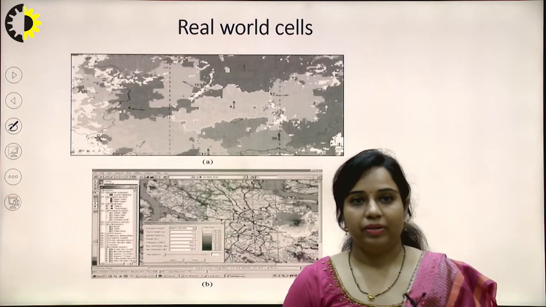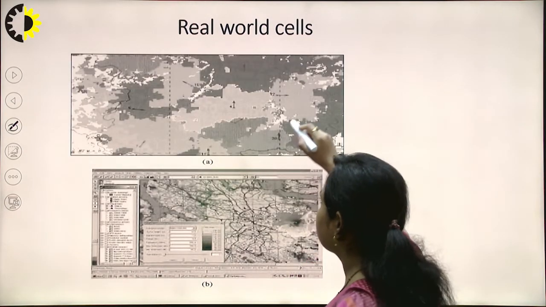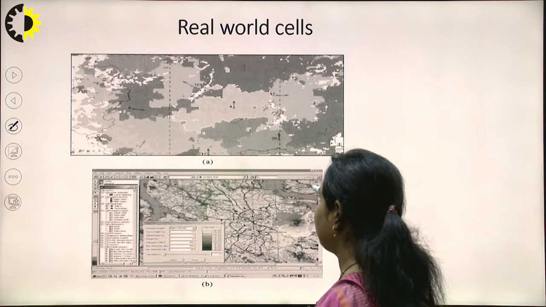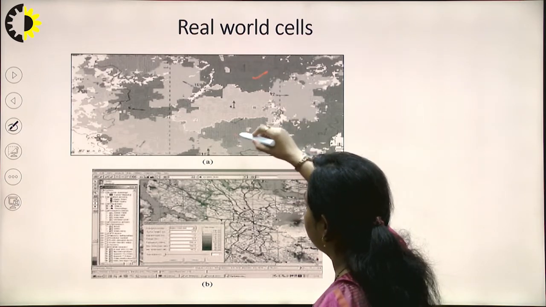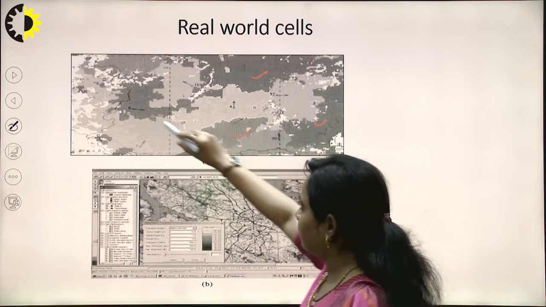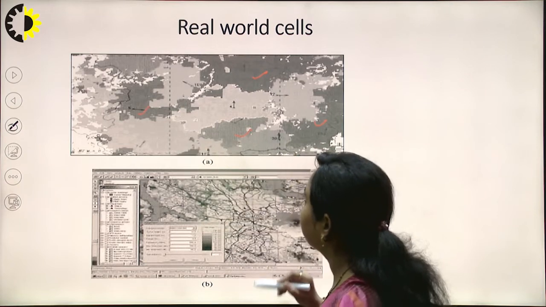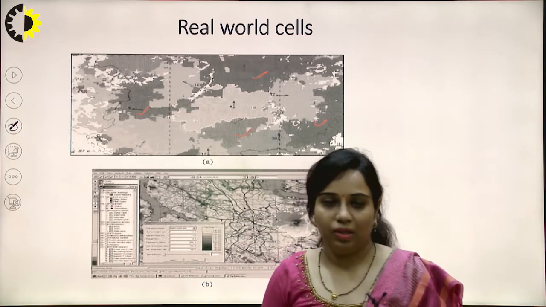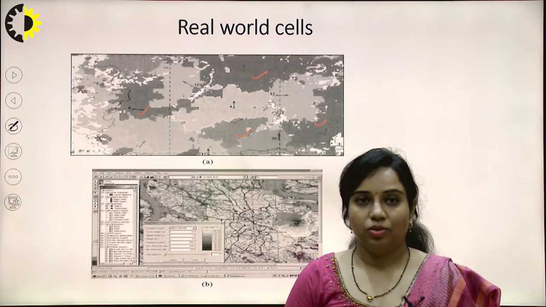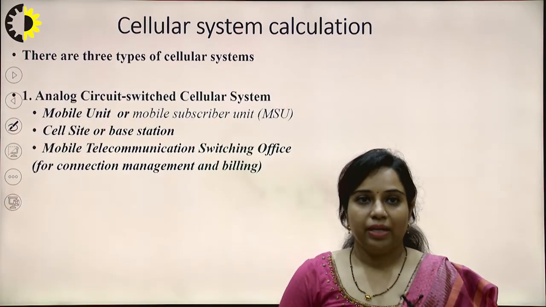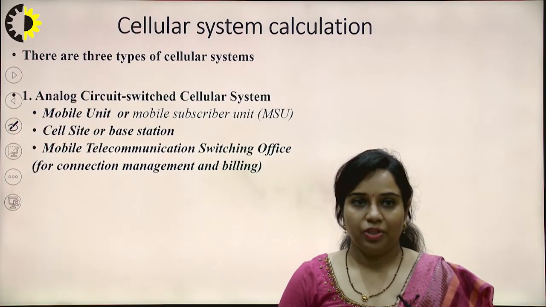Now next is the real world cell. You can see in this diagram how these real world cells are there, like this is connected in a cell, this is connected in a cell, and this is also connected in the form of a cell. So these are the real world cells which are divided into different areas. Now next is cellular system calculation.